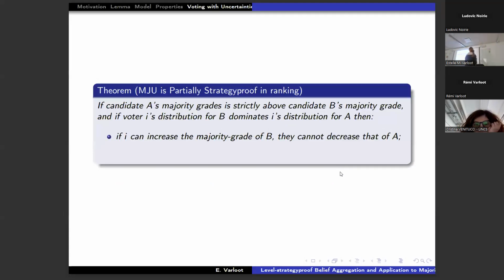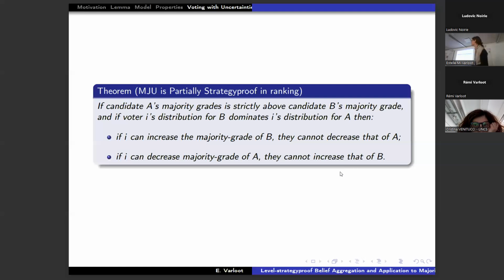So strategy proofness in ranking. This is the same thing as previously mentioned, where you can either get the grade of Trump to go up or the grade of Hillary Clinton to go down, but you cannot do the two at the same time. So it is this idea that it's partially strategy proof because one of the two is strategy proof. And so I don't agree with the name. But you still have this property now.